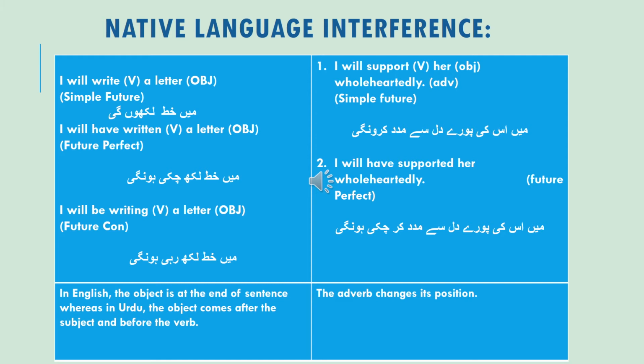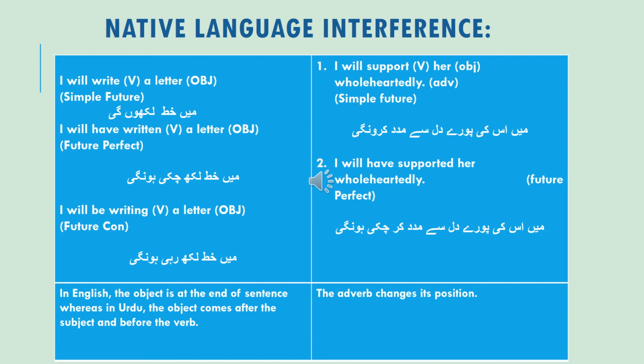The examples I've taken are quite simple. I will write a letter. The structure here is subject, verb, object. I is the subject, write is the verb, and letter is the object. But when you convert it into Urdu, मैं खत लिखूंगी, the structure shifts and it becomes subject, object, verb.